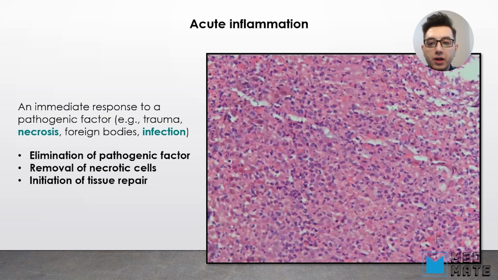Now, foreign bodies can also cause acute inflammation, and infection, obviously. Now, the goal of acute inflammation is to eliminate all of these pathogenic factors and also removal of necrotic cells, as I told you earlier, those debris that are present in the cell, and also initiation of tissue repair.